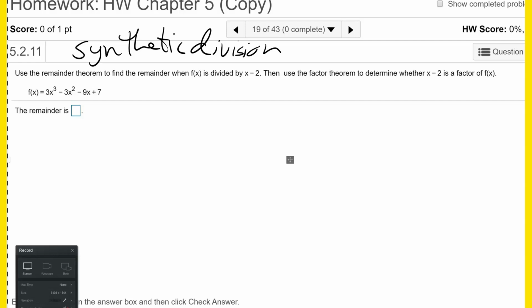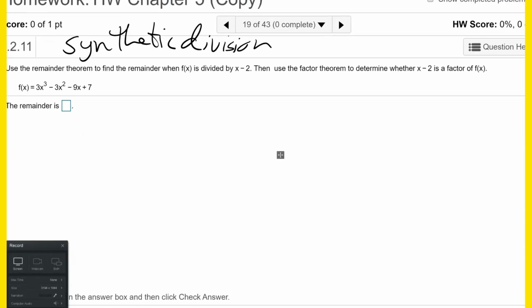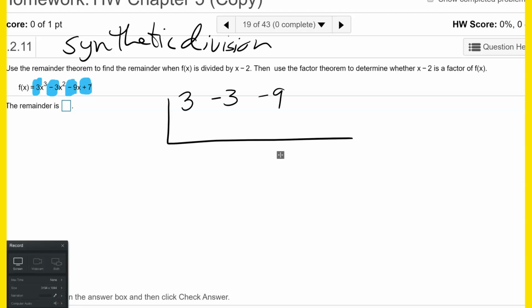What you can do is make a kind of box thing, like half of a box right there. What you put inside the box are the coefficients of the polynomial you're dividing into: 3, -3, -9, and 7. Notice I left a little bit of space between them.